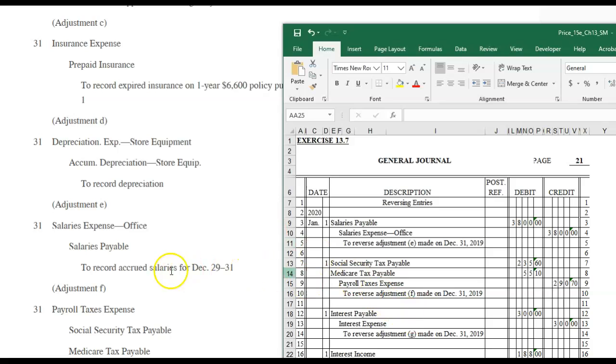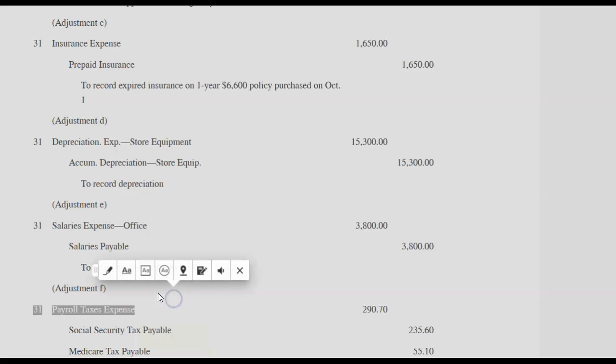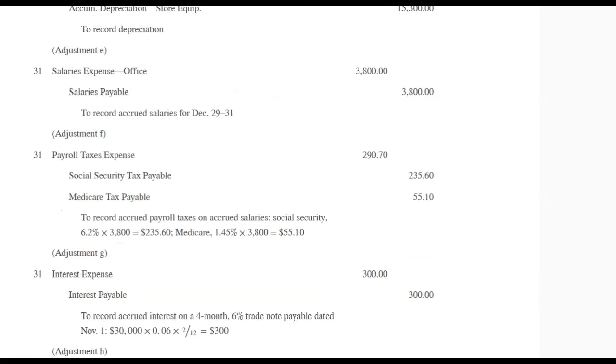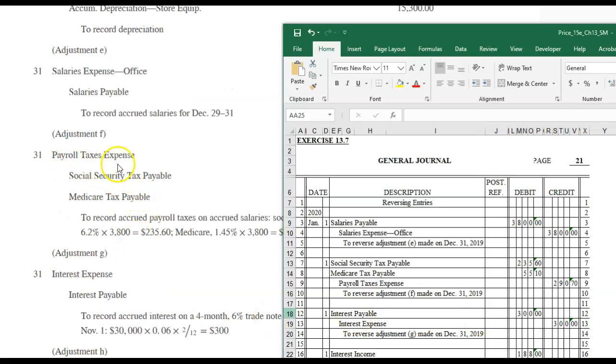Same with the taxes, the payroll tax expense here. Payroll tax expense would normally be a debit, so now we're going to take that and put it in the credit. And the payables we're going to take out of the payable column in the credit and put them as debits. We're going to reverse it so that the expenses stay in the proper year that they belong. Because what they did by putting it in the expense and payable, it ends up in January of the following year.